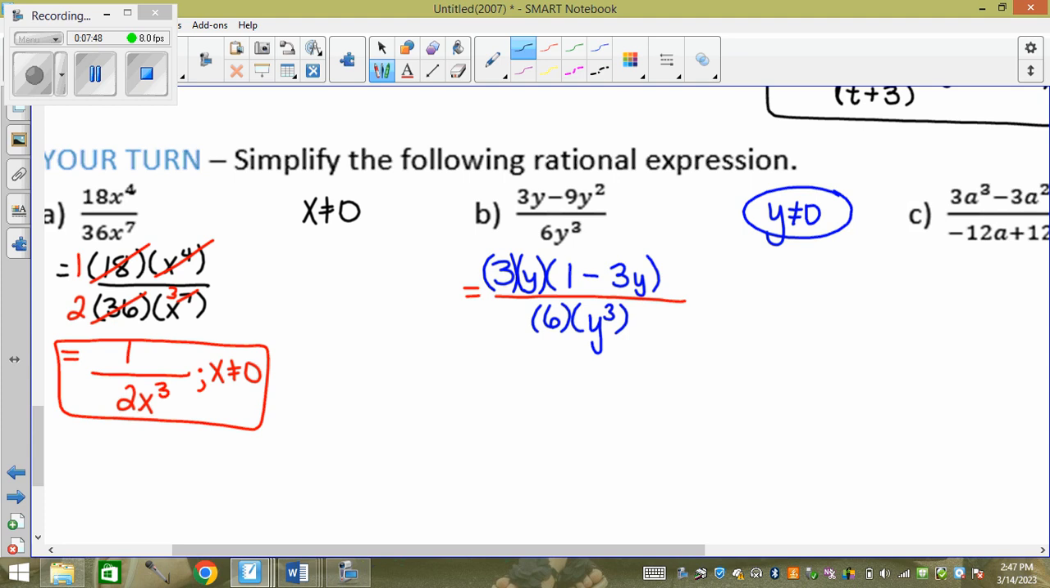Okay, then I say 1 minus 3y. Cool. Is there a 1 minus 3y in the denominator? No, so that's staying for life. So the 1 minus 3y isn't going anywhere. I can cancel a y off here and a y off here, and I'm left with y squared. What can I take out of 3 and 6? 3. 3 divided by 3 is 1. 6 divided by 3 is 2. So I'm left with 1 minus 3y in the numerator over 2y squared. Y can't equal 0.